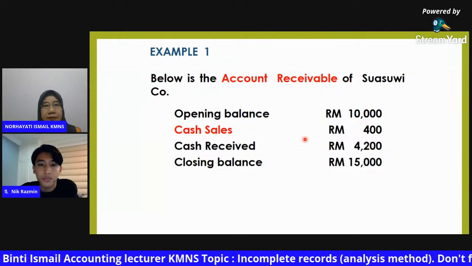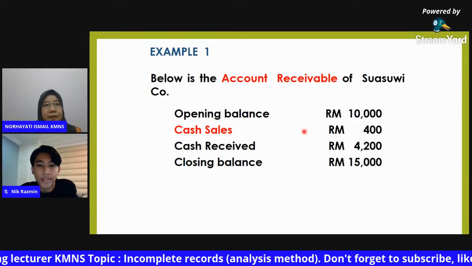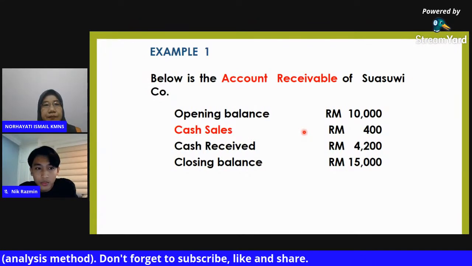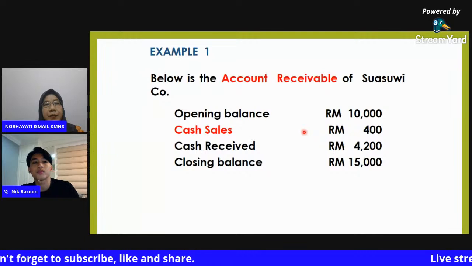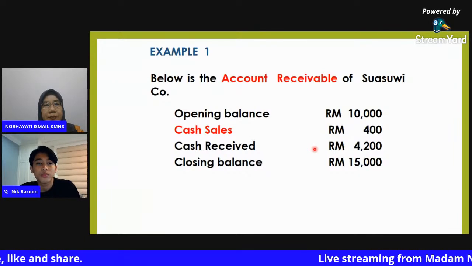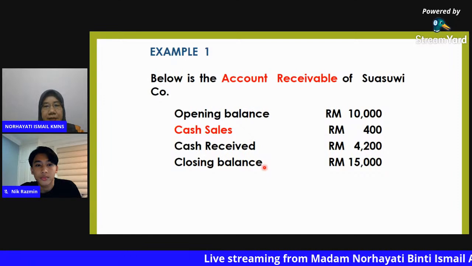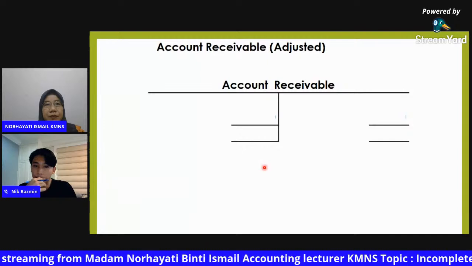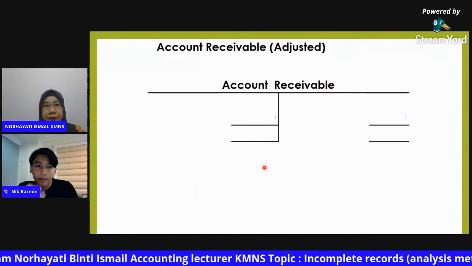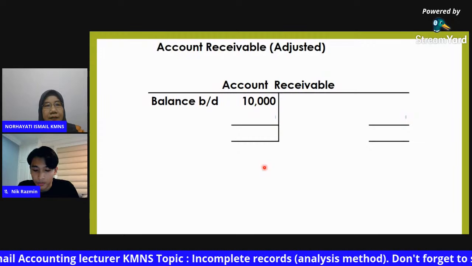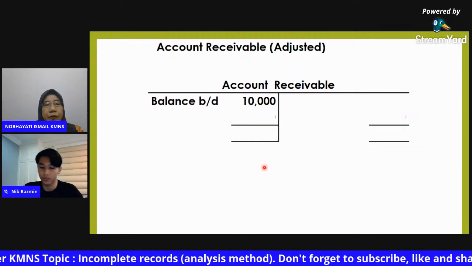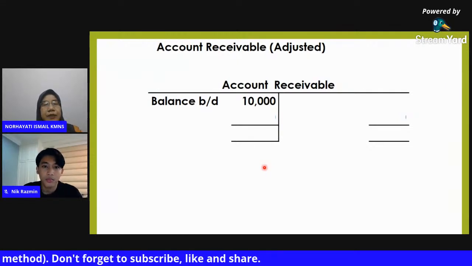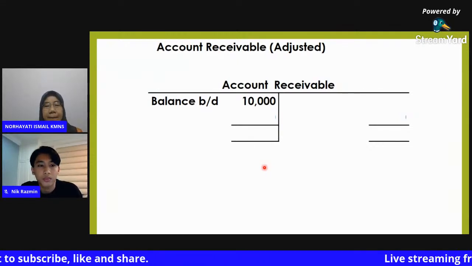Cash sales, this is the transaction, debit cash, credit sales, not related to account receivable. Cash received, that means we receive from account receivable, and the closing balance. So you are required to make an adjustment for account receivable. The first one, balance brought forward or brought down, 10,000. This is an asset, so the balance should be on the debit side.